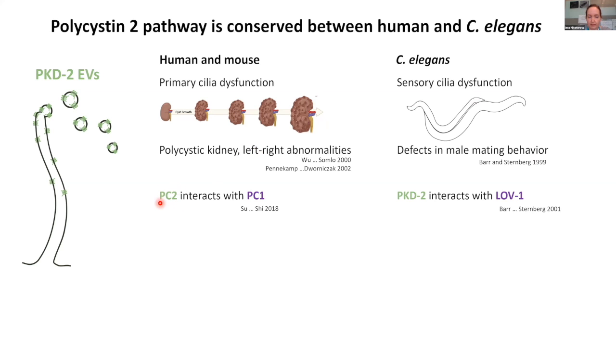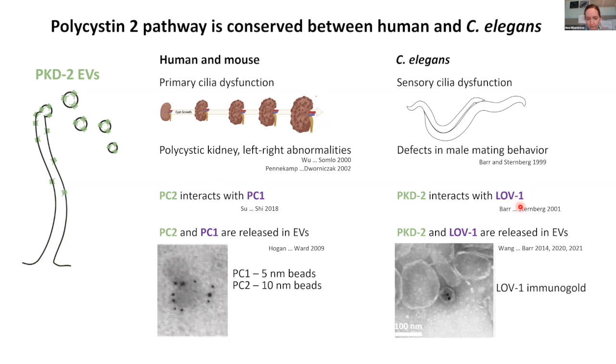In humans, polycystin 2 interacts with polycystin 1, and in the worm, likewise, PKD2 interacts with LAV1, which is the ortholog of human PC1. So those proteins act in a complex. There is evidence for physical interaction of PC2 and PC1 in humans, and we have evidence for genetic interaction of PKD2 with LAV1. In humans, it was shown that urinary vesicles contain PC1 and PC2 on the same EVs. Here you can see the large beads are PC2, and the smaller beads are PC1.